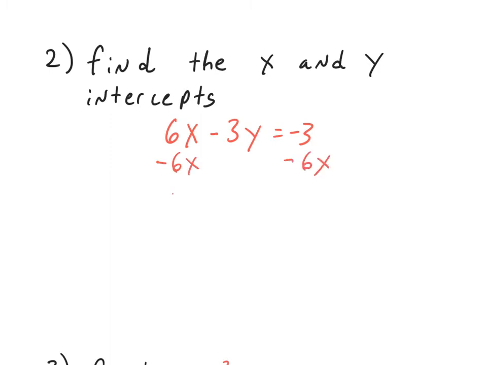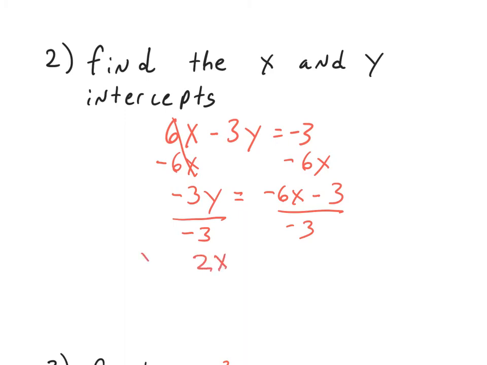And I'll get -3y is equal to -6x minus 3. And then I want to divide both sides by -3. And that'll give me 2x, or y is equal to 2x plus 1.